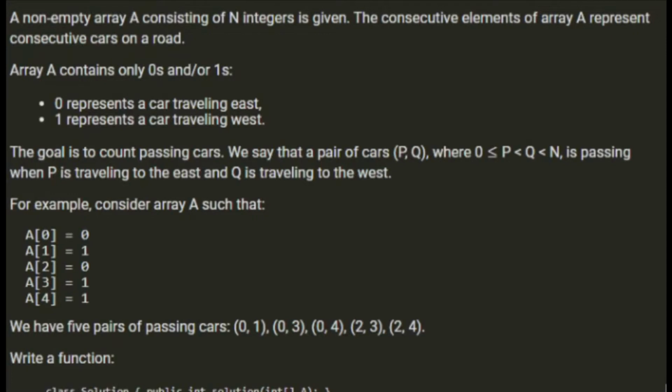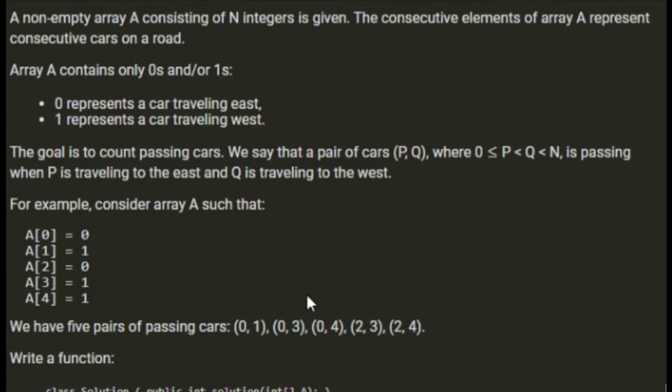Okay, a non-empty array A consisting of n integers is given. The consecutive elements of array A represent consecutive cars on a road. The array contains only zeros and/or ones. Zero represents a car travelling east and one represents a car travelling west. The goal is to count passing cars.